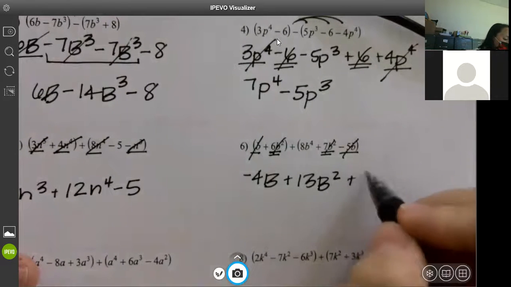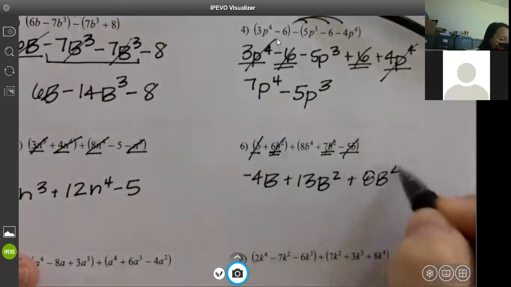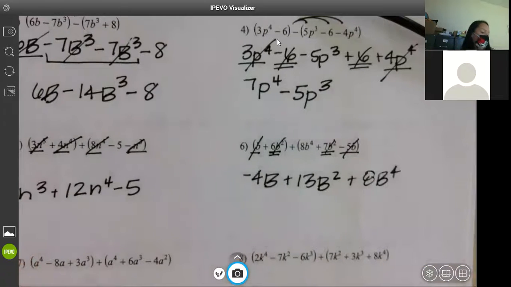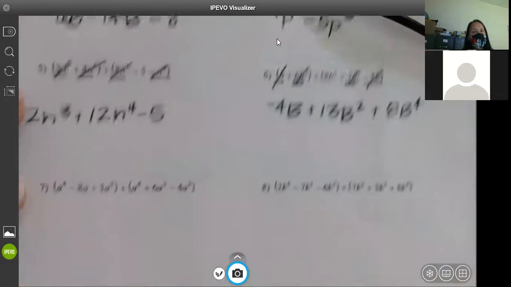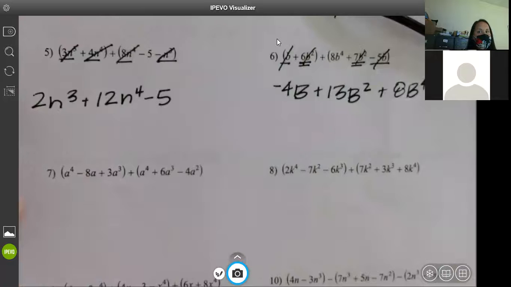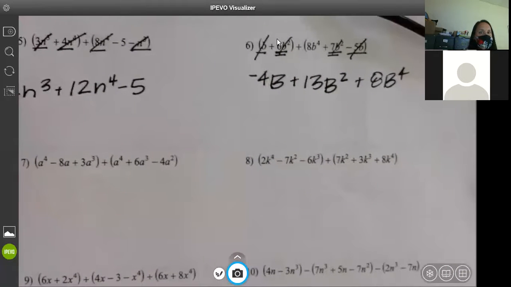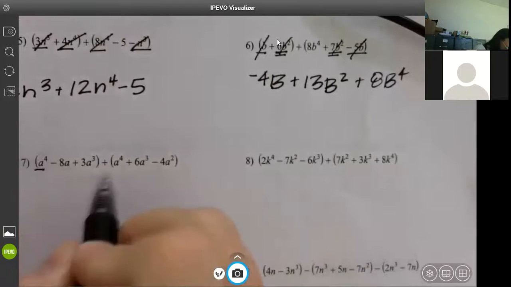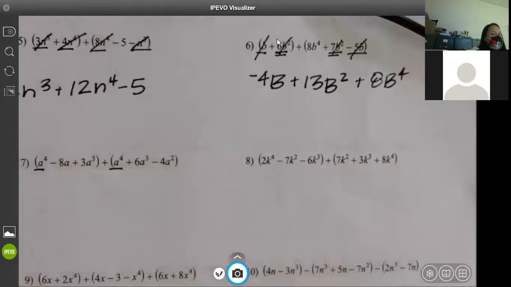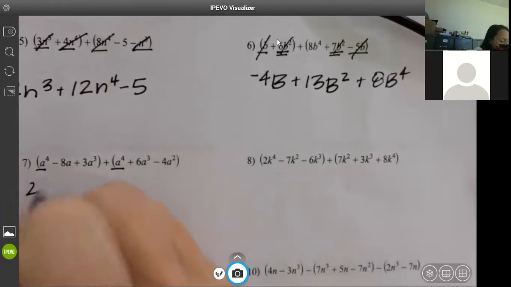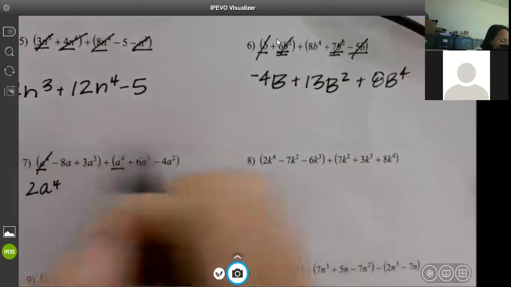And then the only thing we have left is 8b to the fourth. That's it, guys. Again, same thing on the next 3, and then the last one is a subtract. So we're just going to keep adding like terms, and the last one is a subtract. So a to the fourth plus a to the fourth, that makes 2a to the fourth, and we're done with those.